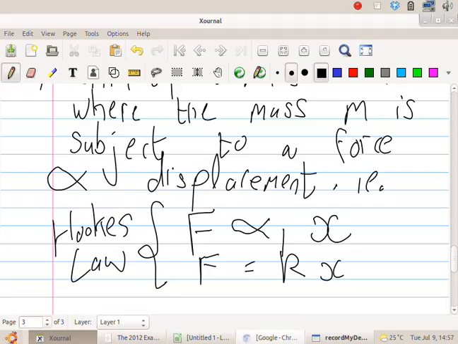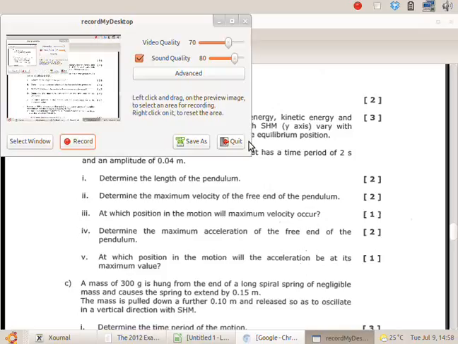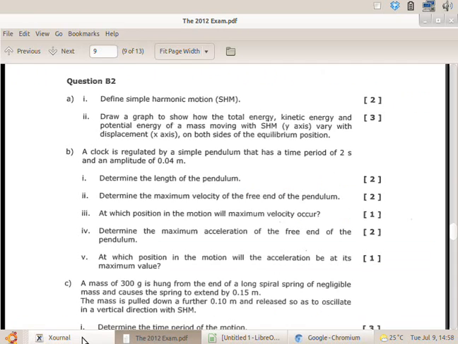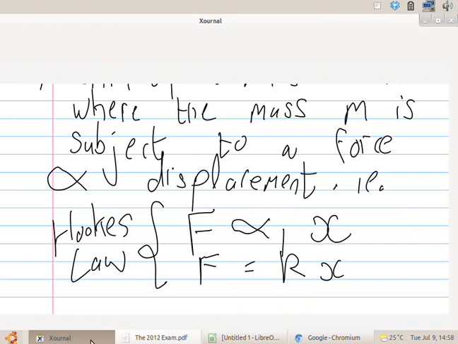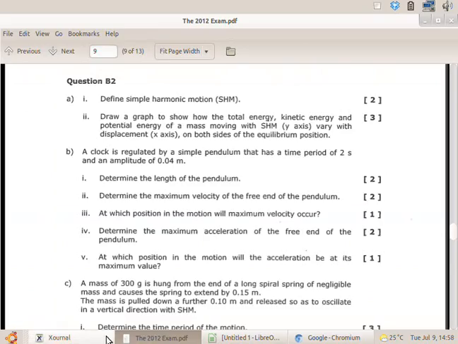Is that okay? Right, now draw a graph to show how the total energy, kinetic energy and potential energy of a mass moving with simple harmonic motion varies with displacement. So it's not entirely clear what he wants on the y-axis, but it sounds like it's the position. But I wouldn't be entirely convinced of that. So basically he wants you to talk about the steps in simple harmonic motion. A2. Oh, how many marks for this now? 3. So 3? Okay.